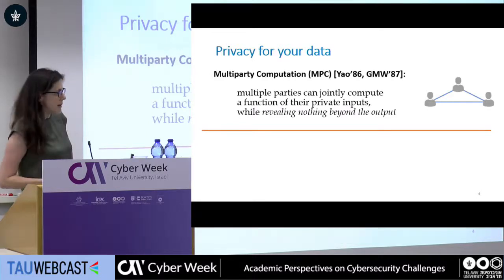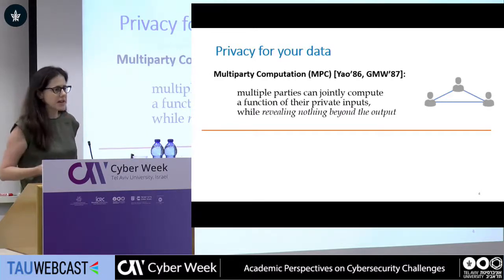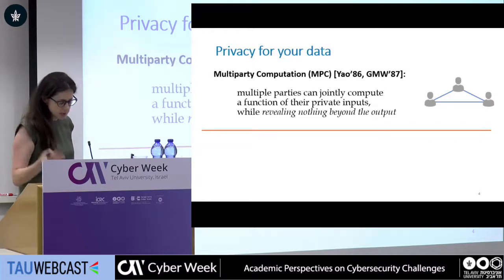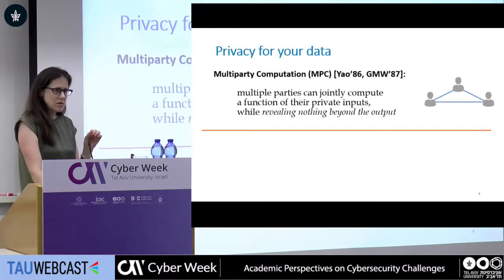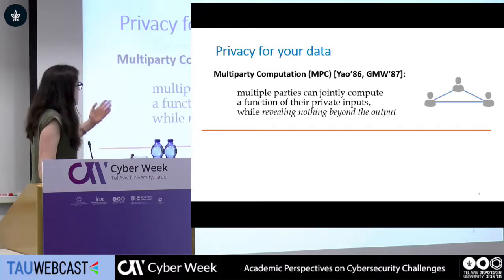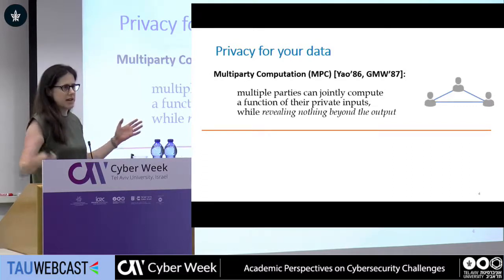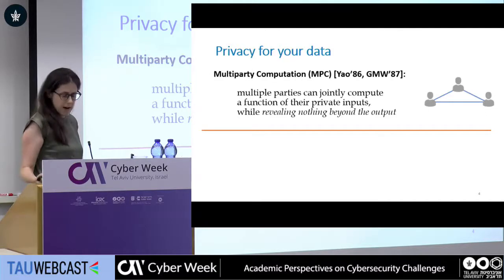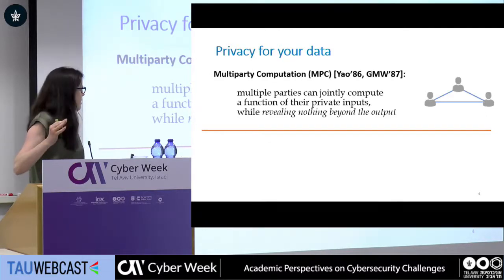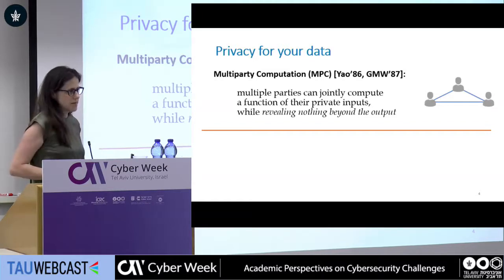Okay, so the cryptography expert in the room can say, well, isn't that what secure multi-party computation is doing? Well, close, but not quite. So what does secure multi-party computation do? It tells you that multiple parties can jointly compute a function of their private inputs while revealing nothing beyond the output.